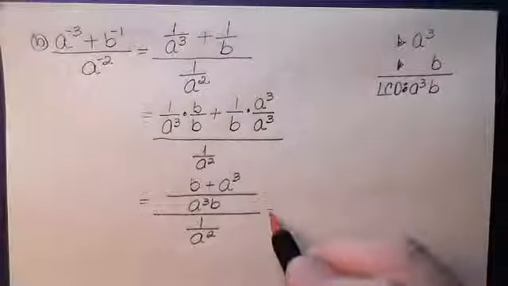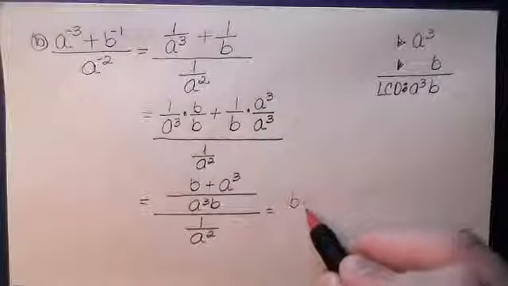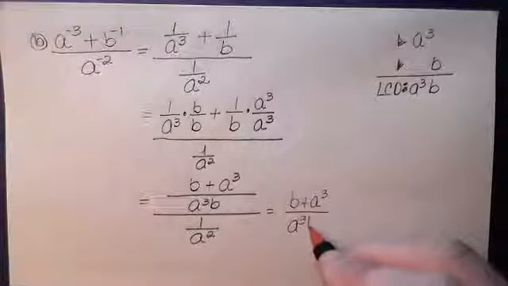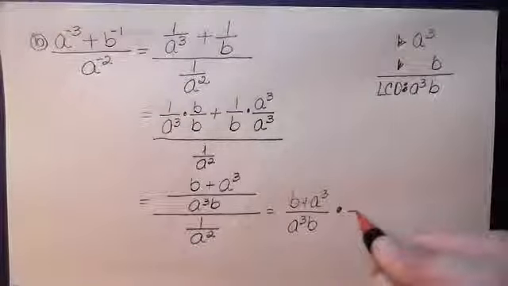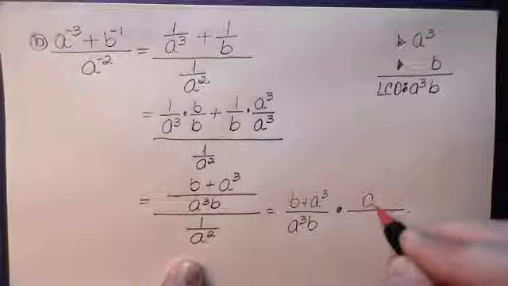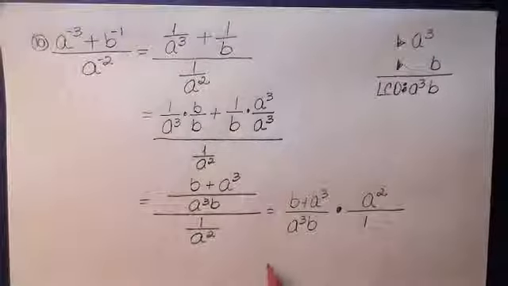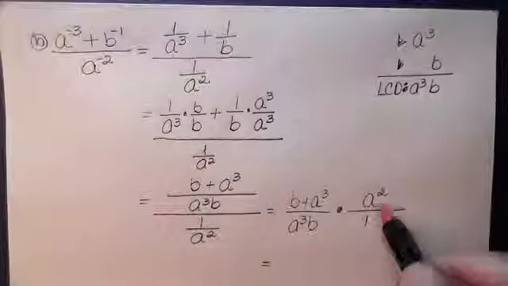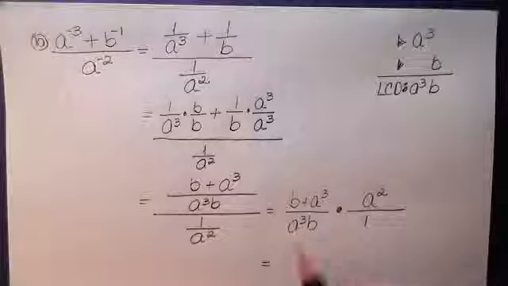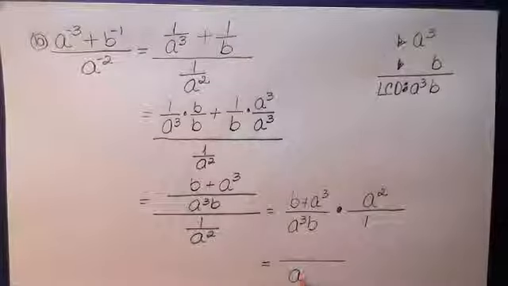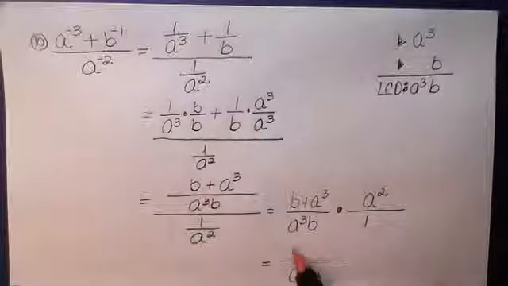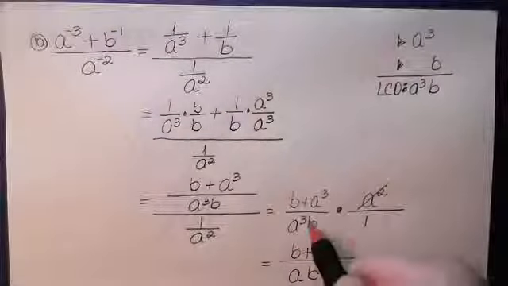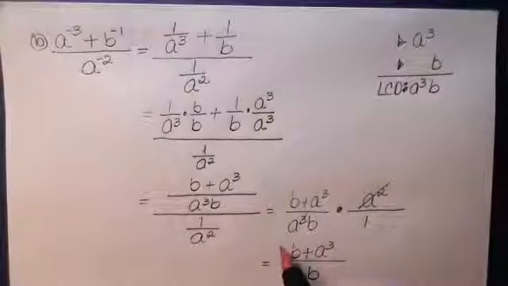Now we're ready to do the division. So we're going to copy the first term as it is. I'm going to change the division to times, and we're going to flip the second fraction. So with that, for my final answer, the a squared is going to cancel with the a cubed. The a is going to stay on the bottom, it's going to be a to the first, and the b. And on top, I'm just going to have b plus a cubed. So in other words, a squared cancels with these. And that's my answer.